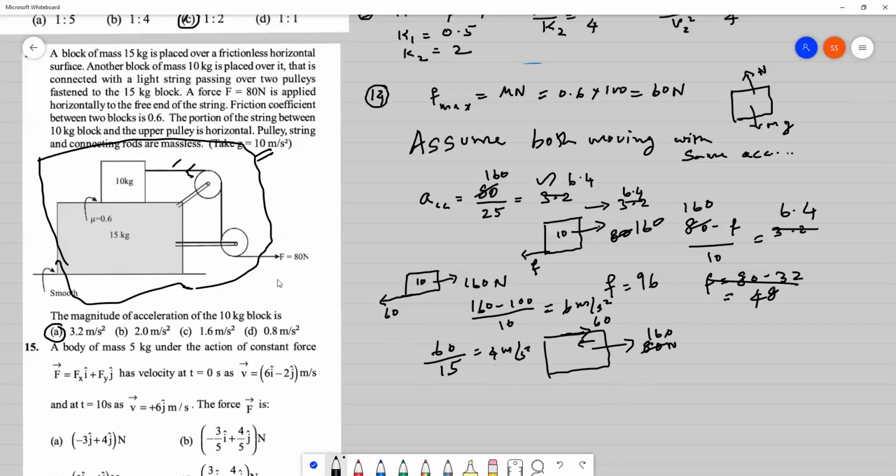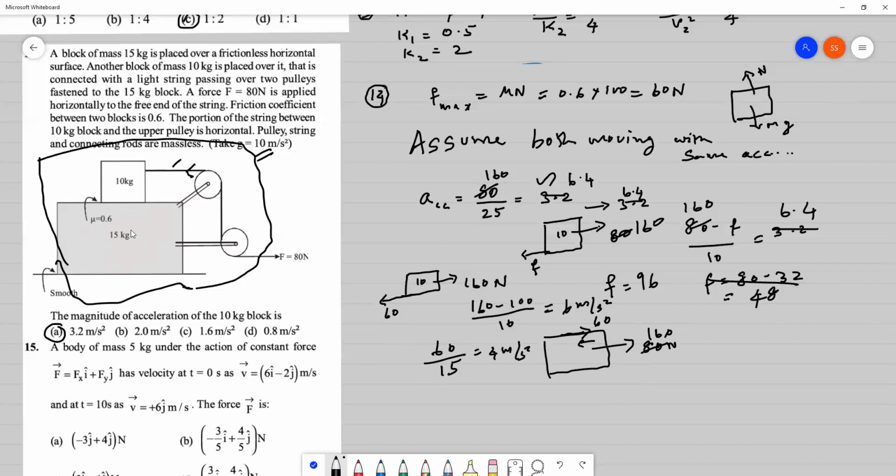The second block, because this 160 is acting here. This pulley belongs to this block. So this 160 is acting backward. So this 160 and 160 will get cancelled. So the only force acting on this one is friction. So this block is moving only due to the friction force in this example.